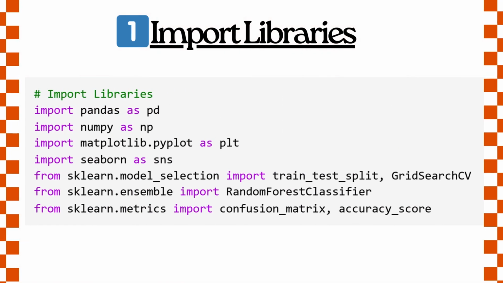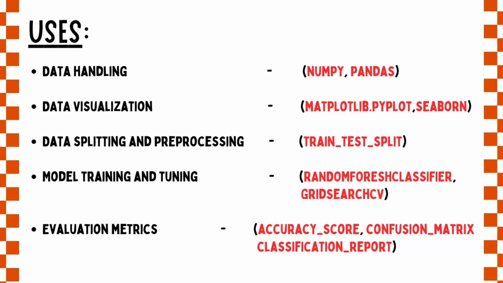Explanation 1. Import libraries. First, let's start by importing the necessary libraries. We'll use pandas and numpy for data manipulation, matplotlib and seaborn for data visualization, and sklearn for machine learning. We'll be working with the random forest classifier for our model and grid search CV for hyperparameter tuning. Concept. Each library brings a set of functions that streamline specific tasks in data processing, visualization, and model building.